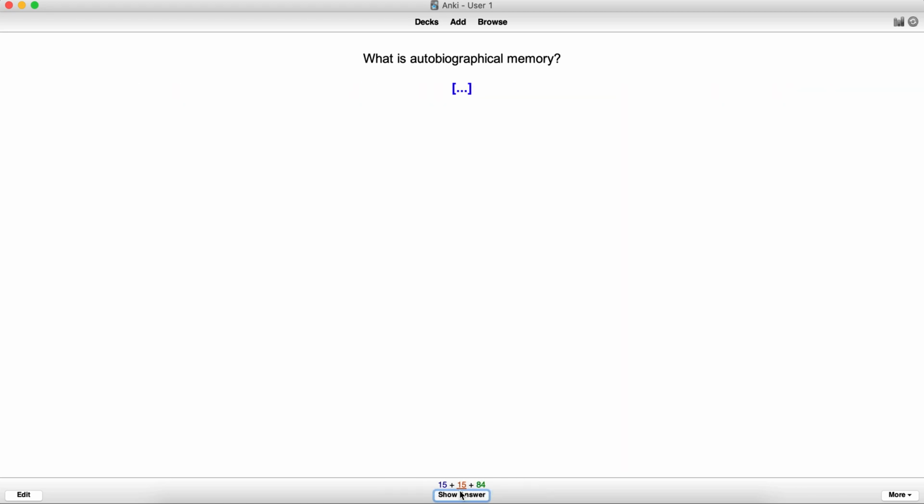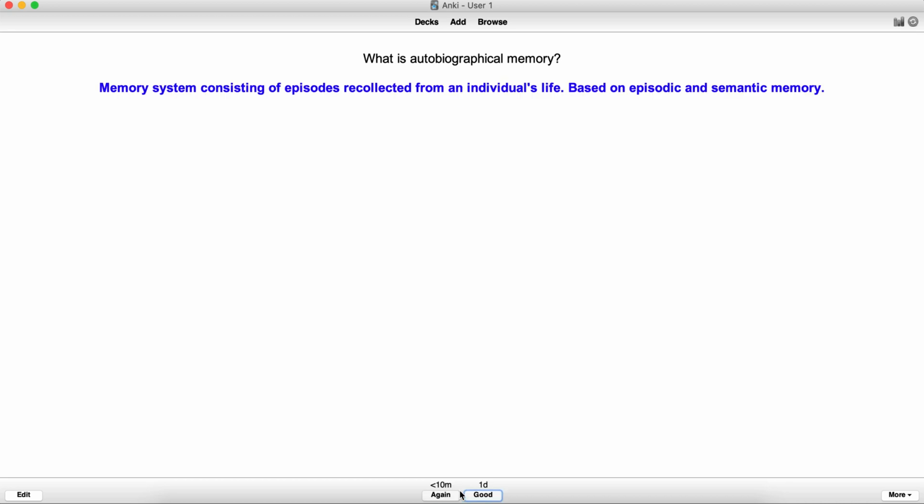Autobiographic memory is a system for recalling episodes within your life, and it relies on episodic memory and semantic memory.